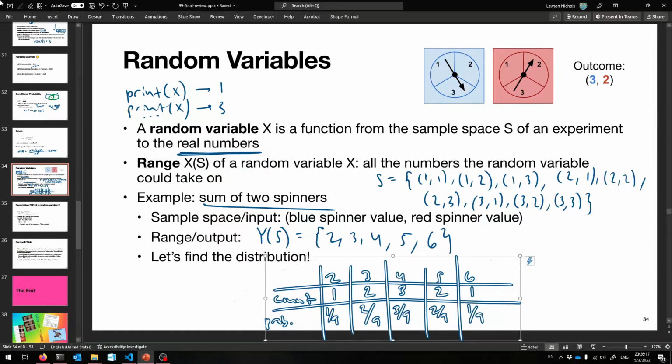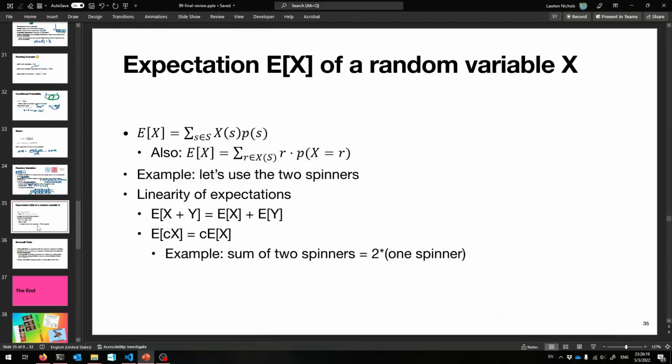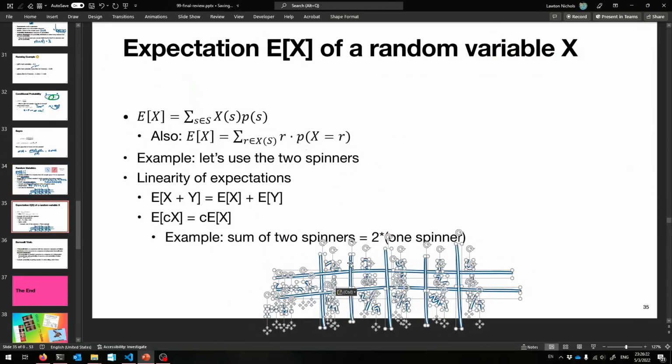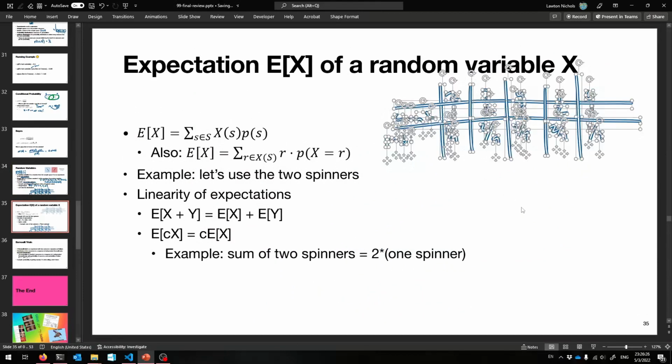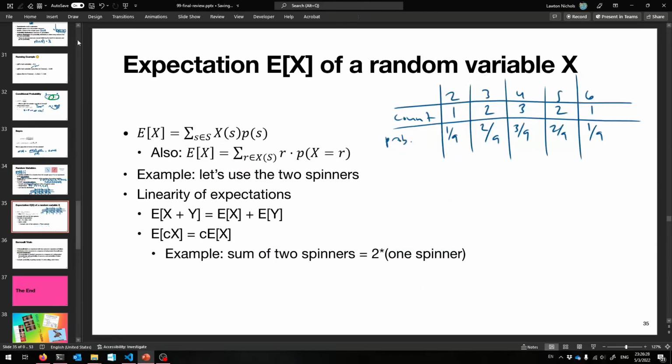There we go. So we want to find the expectation, and that's written E, and then in brackets, the random variable, E of x, for a random variable called x, for example. And there's a bunch of different ways to do it. Here's the 2 standard ways.